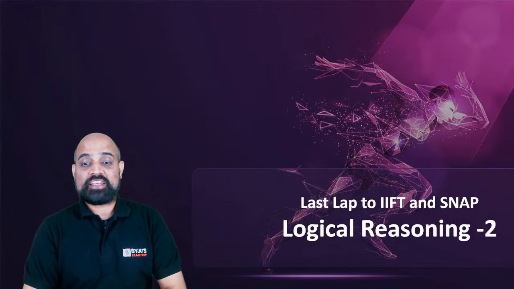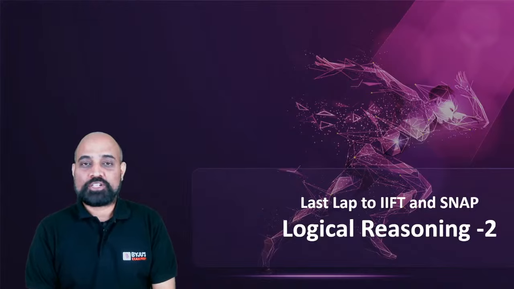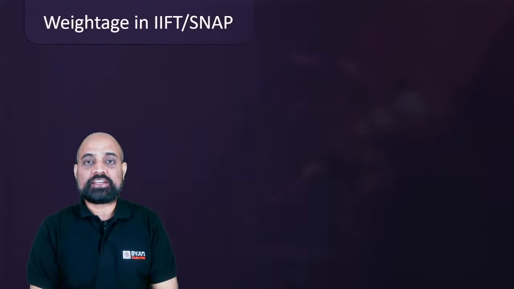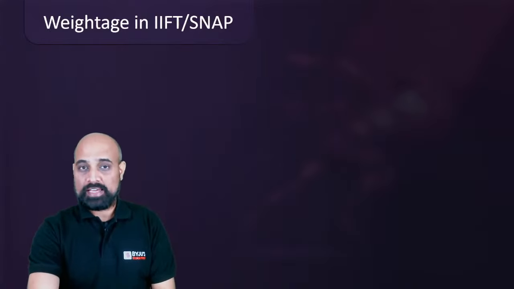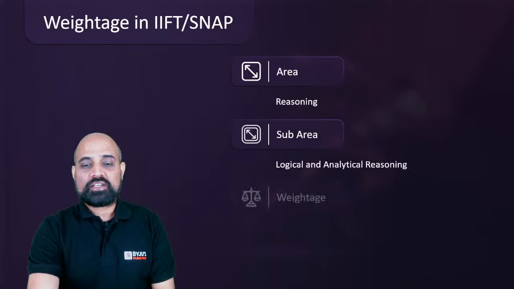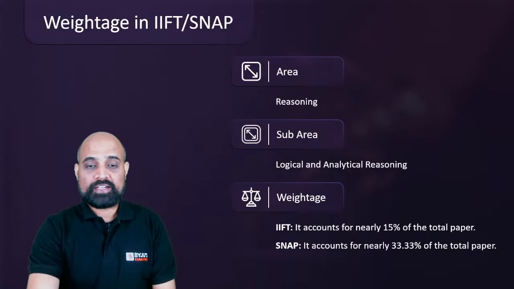My name is Navin and today we are going to complete this series, last lab to IFT and SNAP. Logical reasoning part 2 is the topic for today. In logical reasoning, the weightage of LR in IFT and SNAP is important. It's one of the sections. In IFT, it will account for nearly 15 to 20% of the total paper, while in the case of SNAP, it accounts for 1/3 of the entire paper, right?